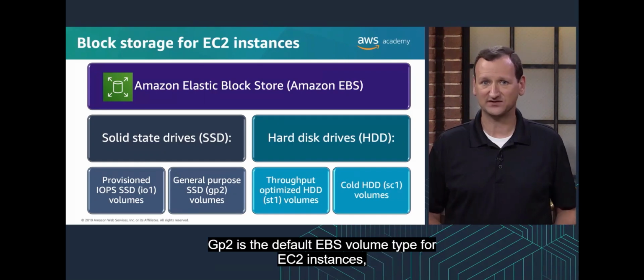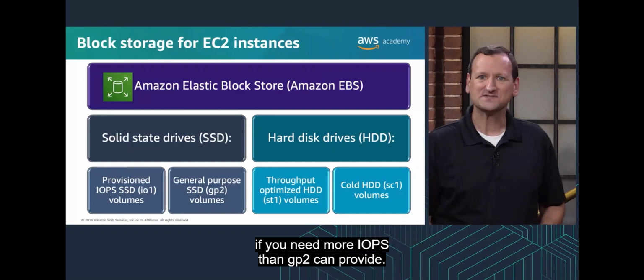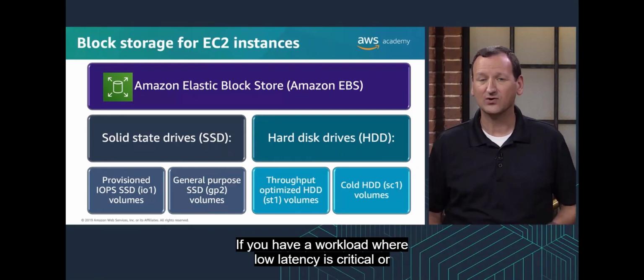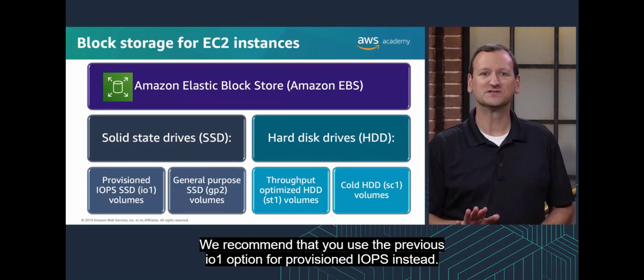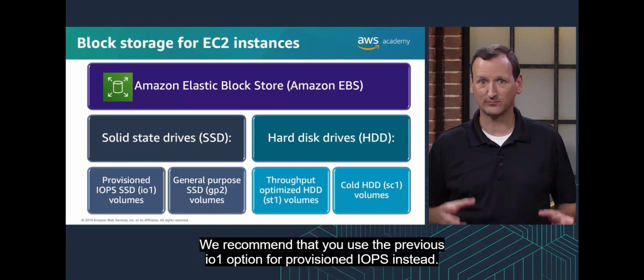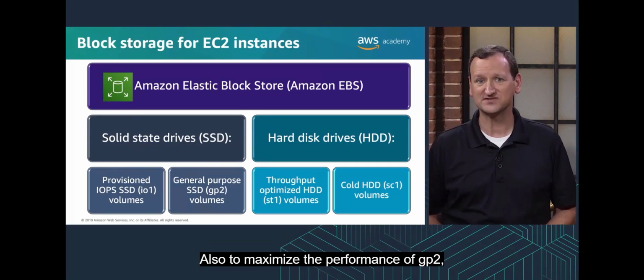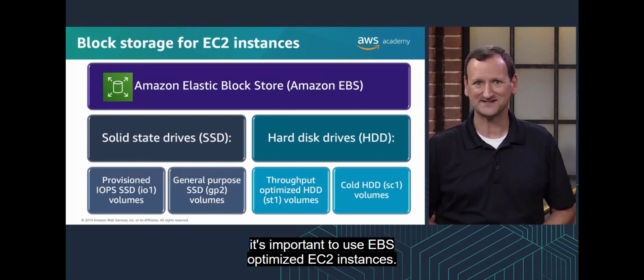GP2 is the default EBS volume type for EC2 instances. If you need more IOPS than GP2 can provide, if you have a workload where low latency is critical, or if you need better performance consistency, we recommend that you use the previous IO1 option for provisioned IOPS instead. Also, to maximize the performance of GP2, it's important to use EBS optimized EC2 instances.